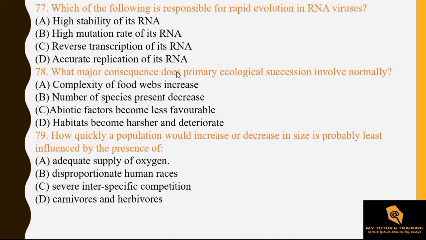What major consequence does primary ecological succession involve normally? A. Complexity of food web increase. B. Number of species present decrease. C. Abiotic factors become less favorable. D. Habitats become harsh and deteriorate. So, the correct answer is choice A.